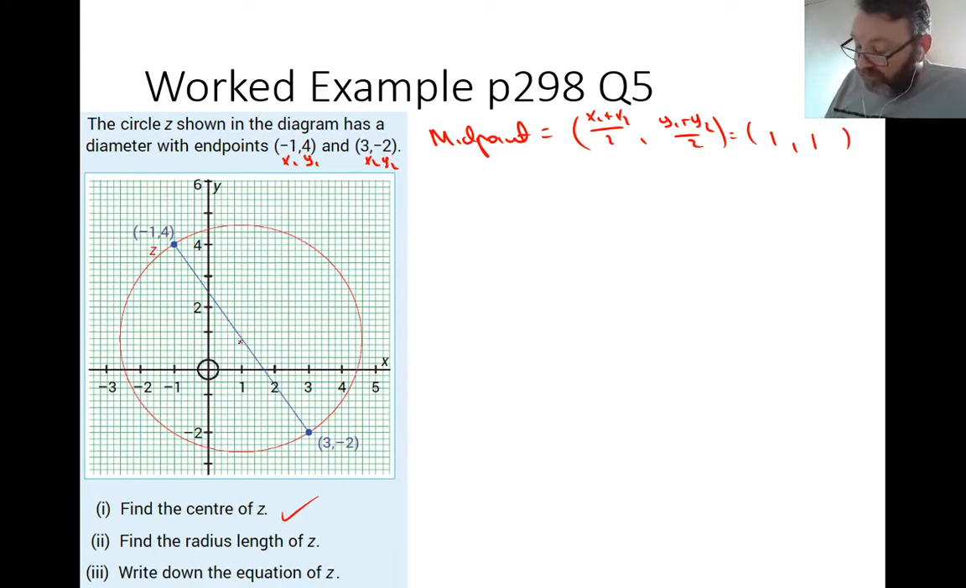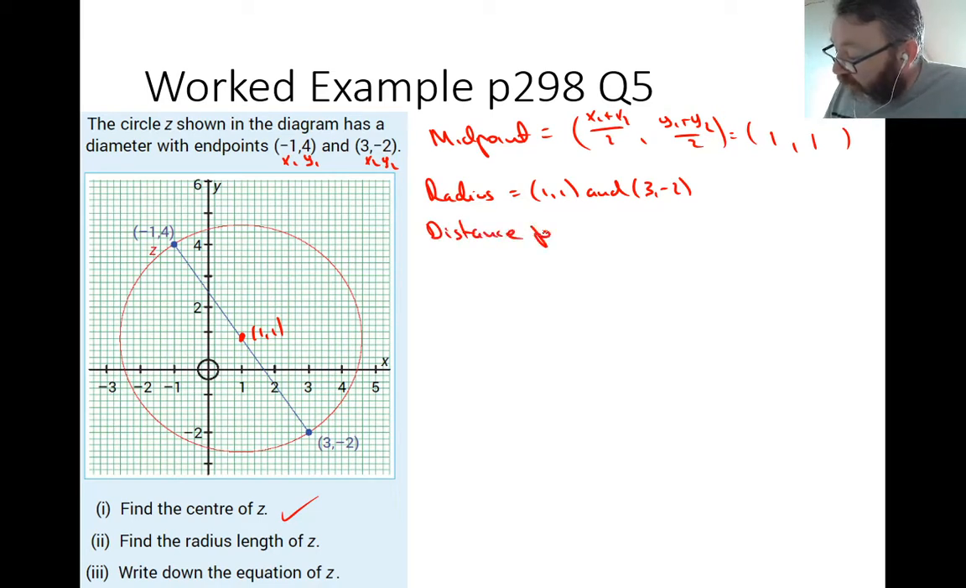Find the radius length. Now, if the centre is (1, 1), how do I get the length of the radius? Well, if that's the centre, you can take that as being a radius, or you can take that as being a radius. So just make sure that you point out the radius is between (1, 1) and, let's say, (3, -2). Now, it doesn't matter which of the two endpoints you use because the radius will give you the same length. So now, if I want the length of the radius, I use the distance formula.